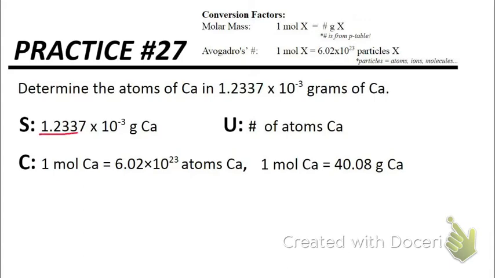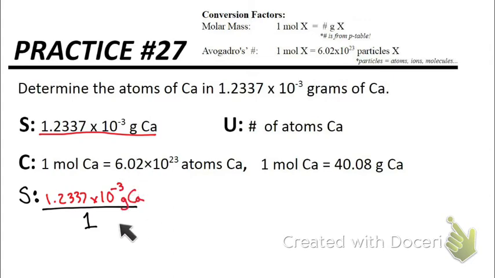We're going to be starting with what we know over 1, always. So that'd be 1.2337 times 10 to the negative third grams of calcium. And remember, yes, you do need to have the unit as well as the element label. We know that we're going to be multiplying this by a conversion factor, but we don't know which one to use first.